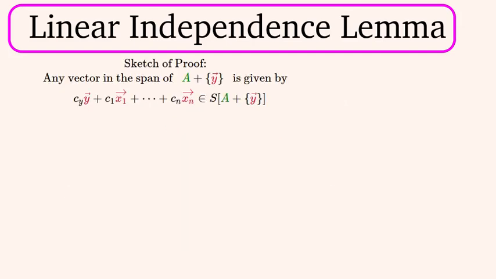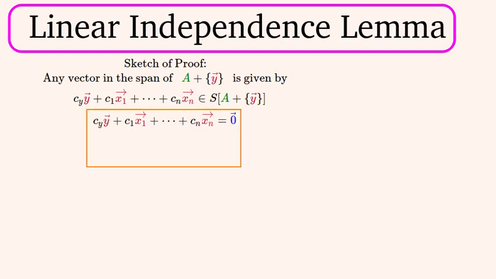So before doing the actual proof, we'll do a sort of sketch or strategy of how we'll do this proof. We'll start by writing out a vector that's in the span of A plus y, which is a linear combination of the vectors in this set, and we'll set it to be equal to 0 and try to solve for the constants c1 to cn and cy. And solving for them will force them to all be 0 to satisfy the condition for linear independence.